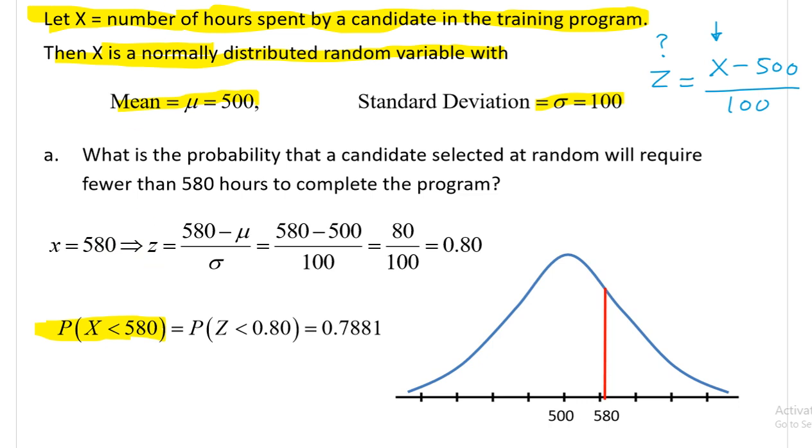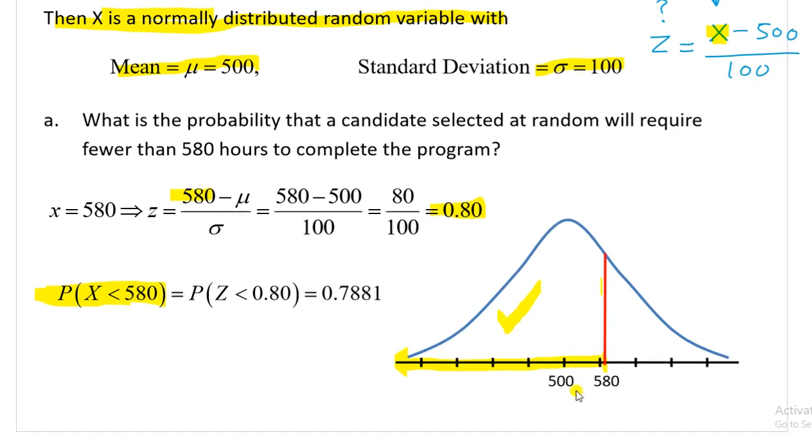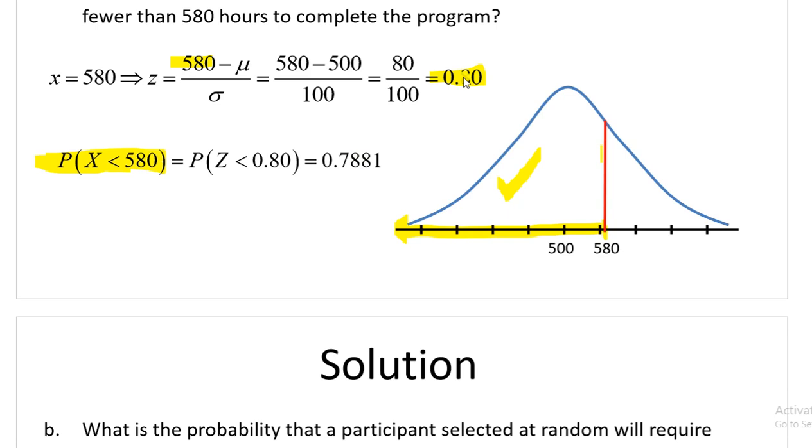If I convert 580 to z, I have to replace x with 580. So 580 minus mu divided by sigma gives you 0.8. Now this is my 580, which is 0.8, and I'm interested in the value less than 0.8. My table directly gives you the probability of this area because the table gives you the area to the left. So if I just see this value 0.80 in the table, it will give me 0.7881.